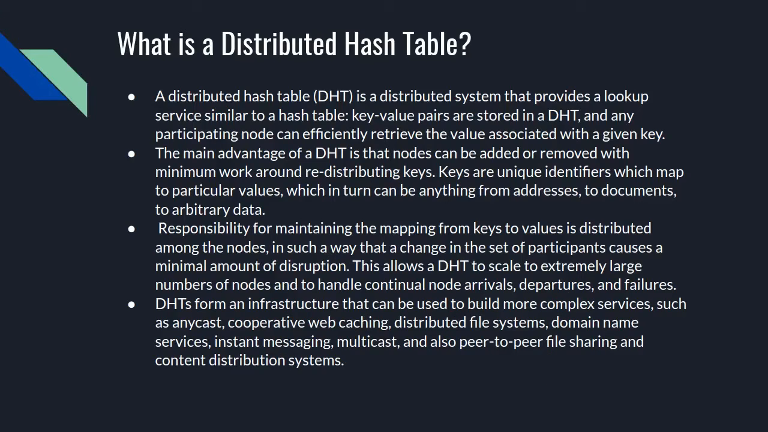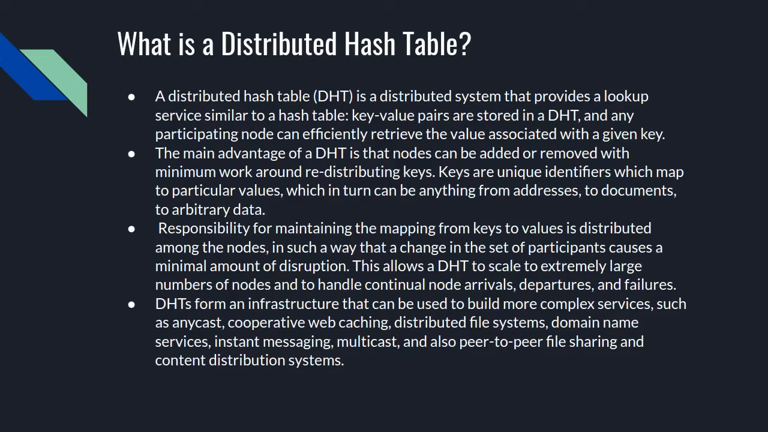So now coming on, what is the distributed hash table? A distributed hash table is a distributed system that provides a lookup similar to a hash table. Key value pairs are stored in a DHT and any participating node can effectively track the value associated with a given key. The main advantage of the DHT is that nodes can be added or removed with a minimum work around redistributing keys. Keys are unique identifiers which map to a particular value, which in turn can be anything from addresses to documents to arbitrary data.